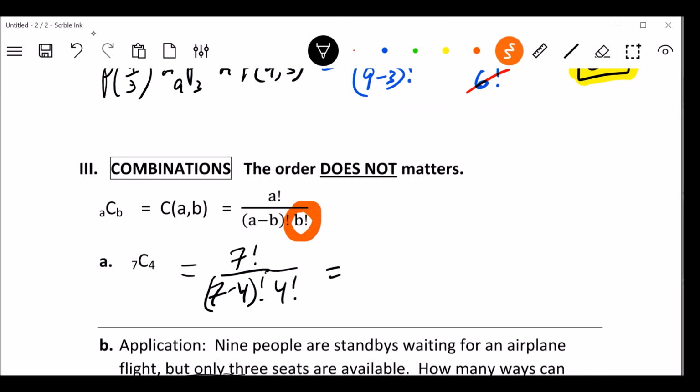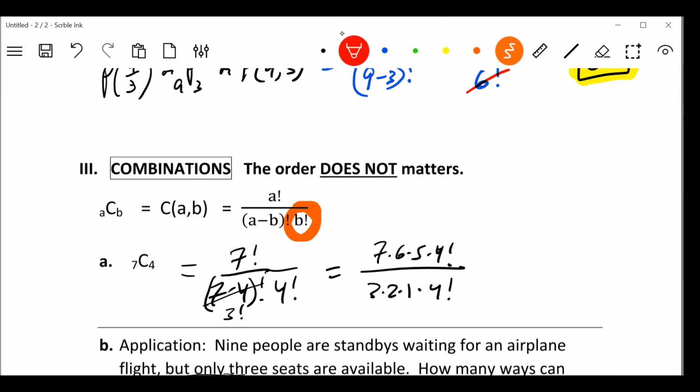So on a calculator to do that, we're calling this one 3 factorial. So what I'm going to do is 7 times 6 times 5 times 4 factorial over 3 times 2 times 1 times 4 factorial. So this factorial and part of the 7 will go away. And also 3 times 2 makes 6, so that goes into 6, so that's 35 for the possibilities.